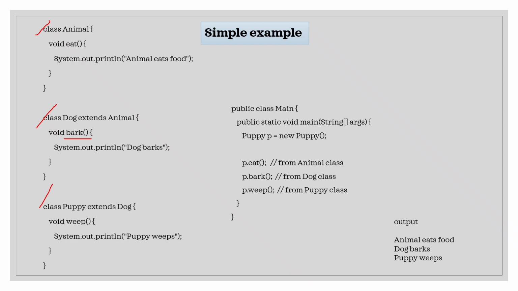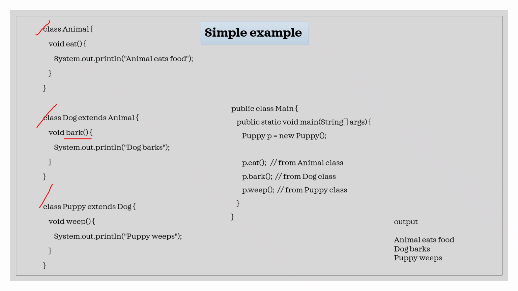So now puppy can access eat method from animal class and also bark method from dog class, and its own weep method also it can access. This is happening because inheritance is working level by level.